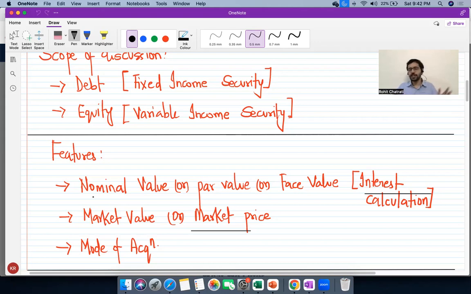So these are the broad features that I actually wanted to discuss. Quickly summarizing, the first one was the mode of acquisition, where I involve myself with the broker. Through the exchange, I find a corresponding counterparty, and then I actually deal.